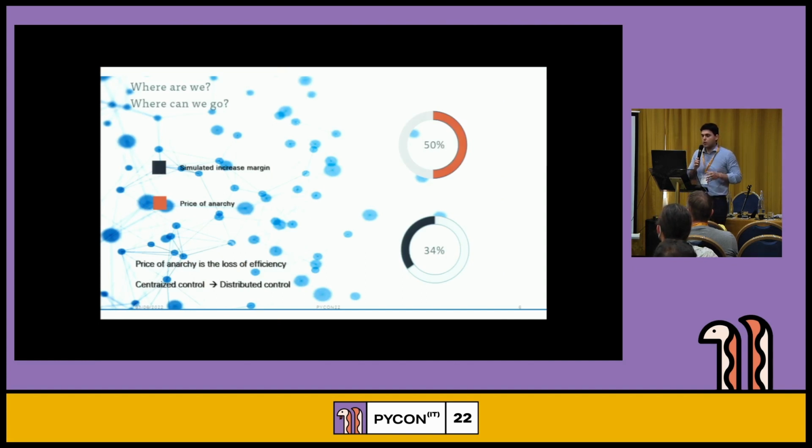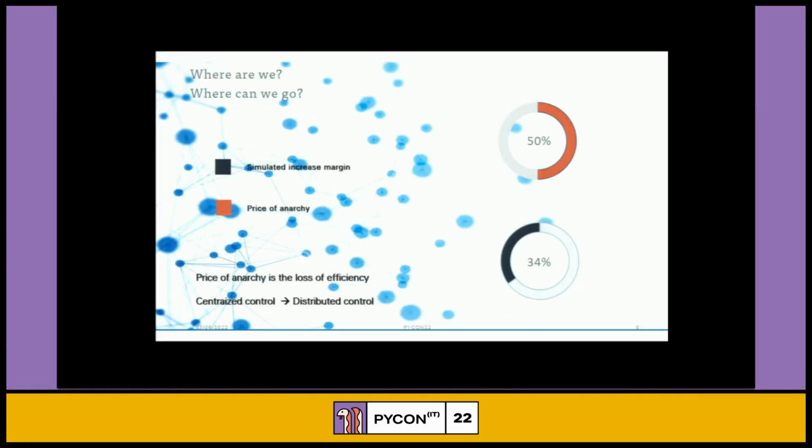So where are we now and where can we go? Now we are in a kind of network in which we use a distributed control of routers and devices. We want to go to a centralized control approach. And with this approach, we can zero out the whole price of anarchy. The price of anarchy we can define as the loss of efficiency from a centralized control application to a distributed control application.